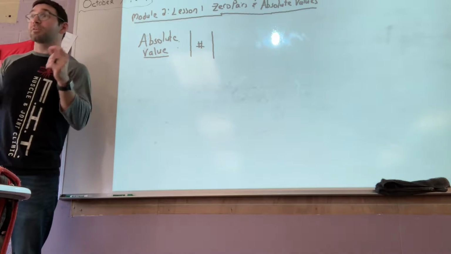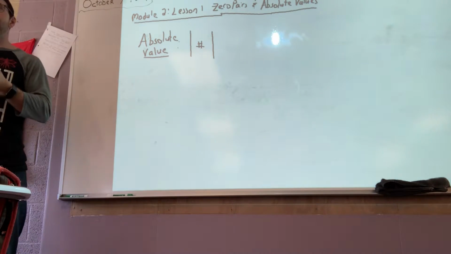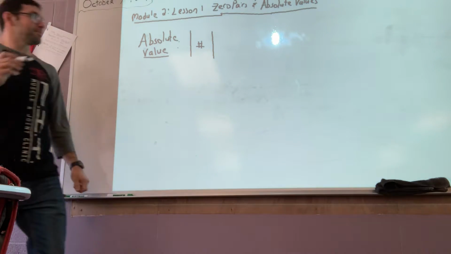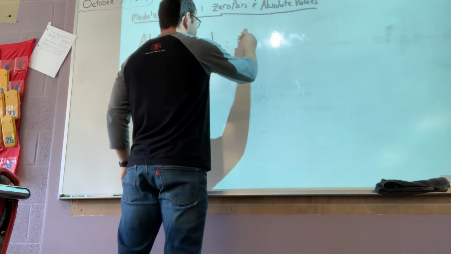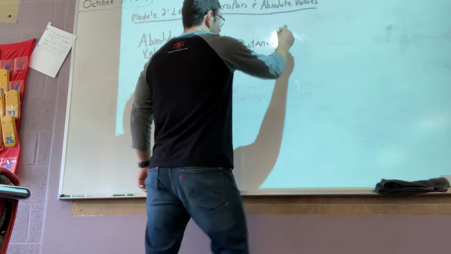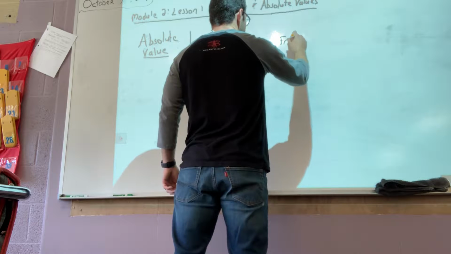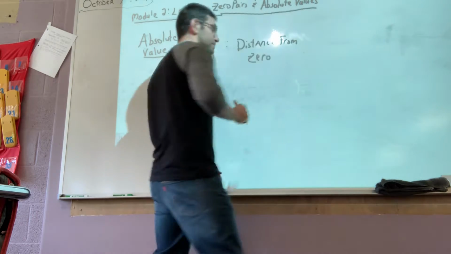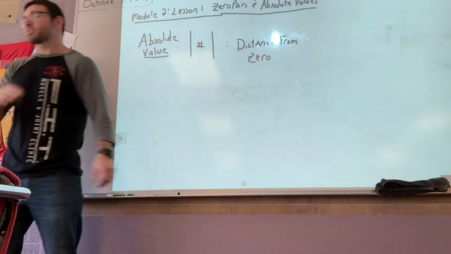So now we're saying what is an absolute value? And it has to do with distance. Andy. Thank you, Andy. It is the distance from 0. Andy, that is awesome, man.